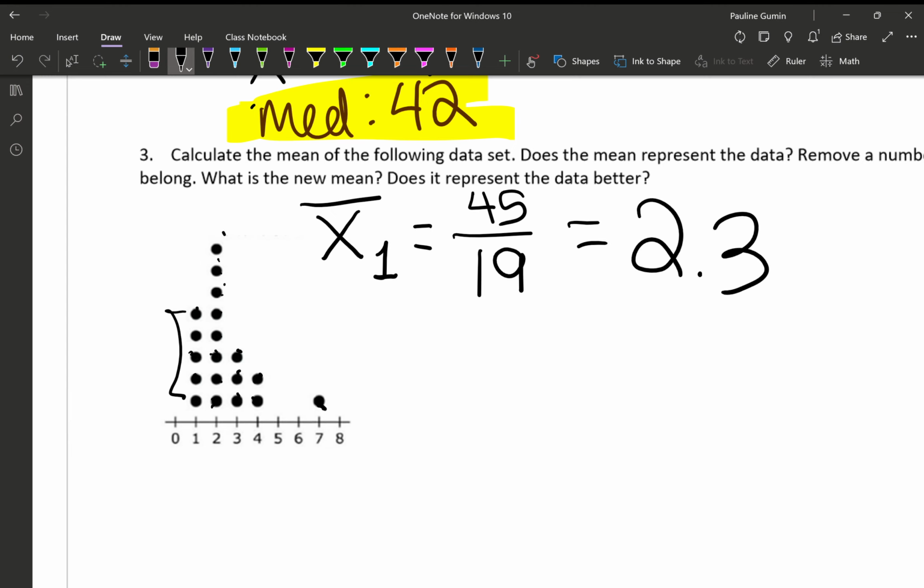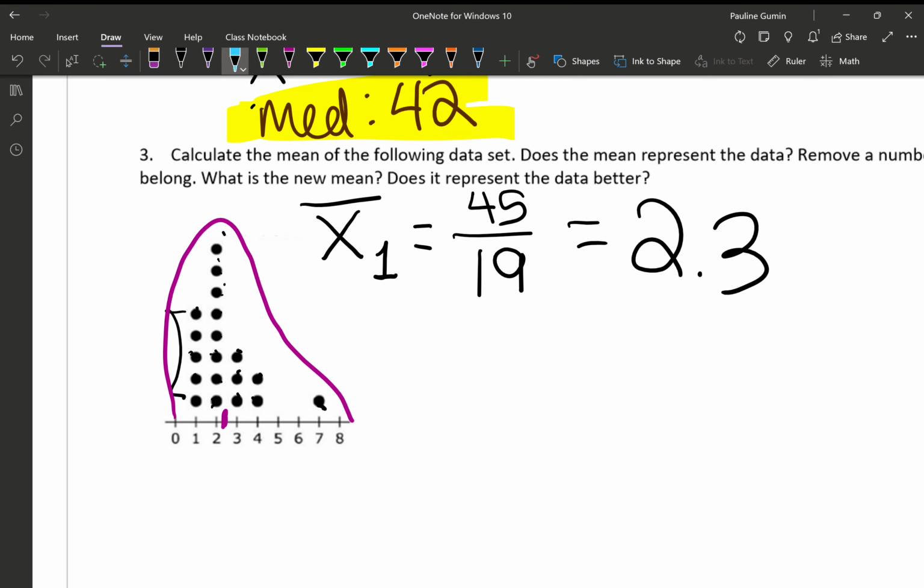2.3. I would say it represents the data. I'm going to draw the little skew or the hump over it. 2.3 would be right here-ish, and that's pretty close to the top of the hill. So I would say it represents the data decently.